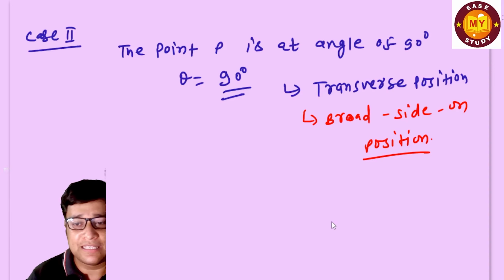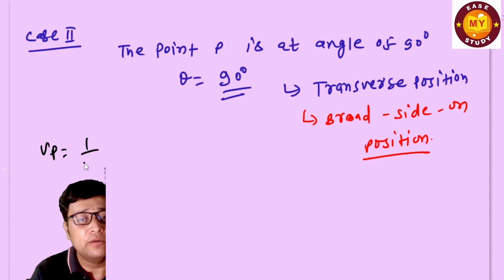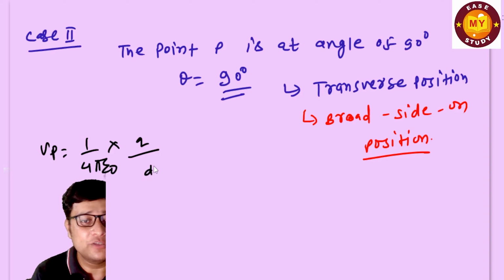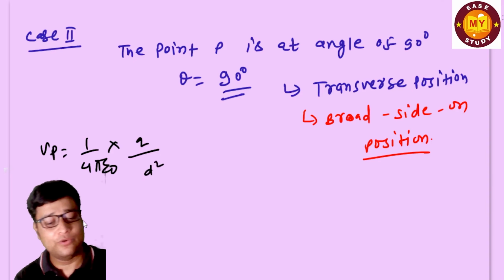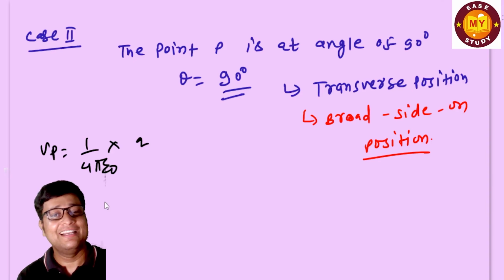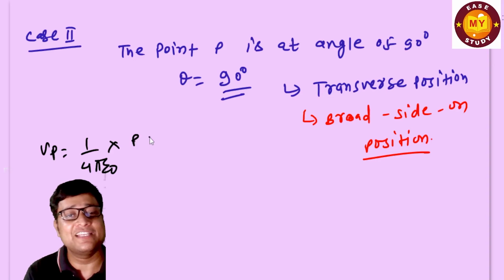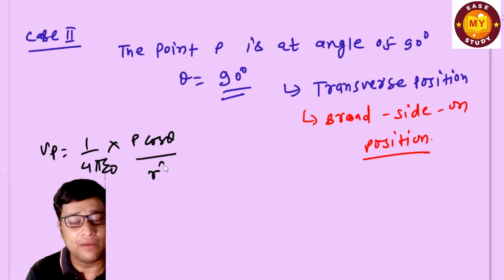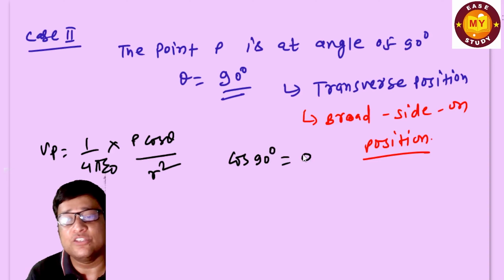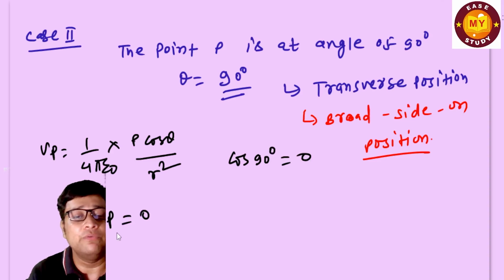I will use the general case where I say in general, Vp is equal to 1 by 4 pi epsilon naught into Q by D square. So this is not the general one here. You have to write the general case, P cos theta by some R square. So if theta is 90 degree, cos 90 degree is 0, and this Vp will be 0.